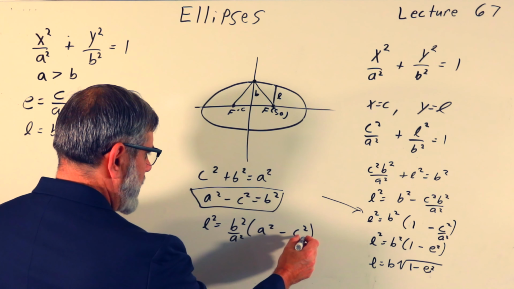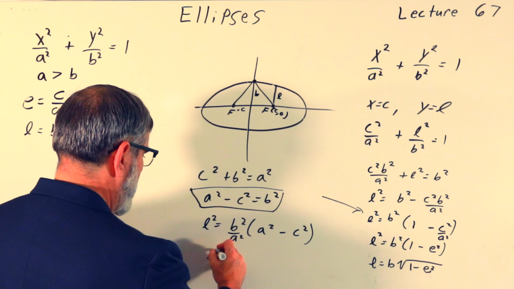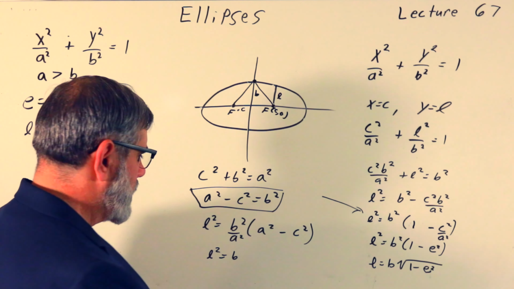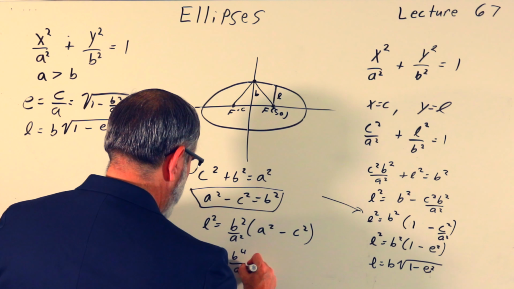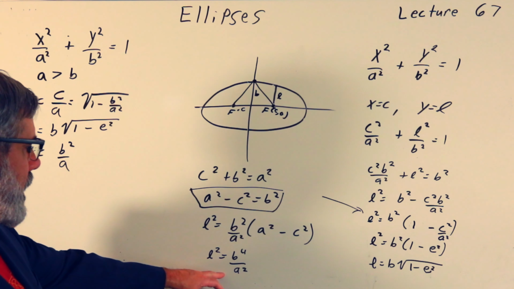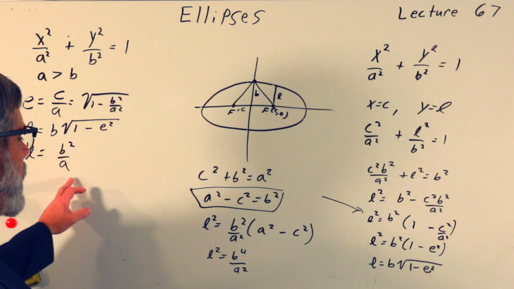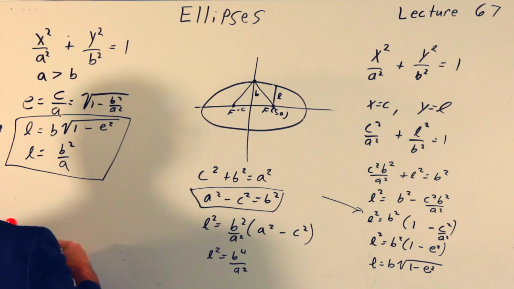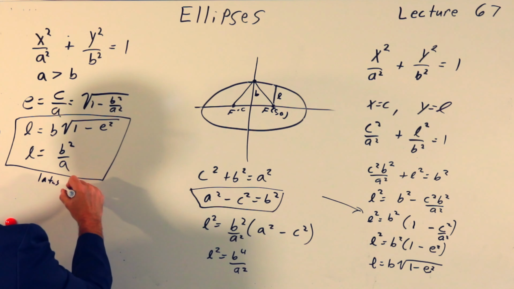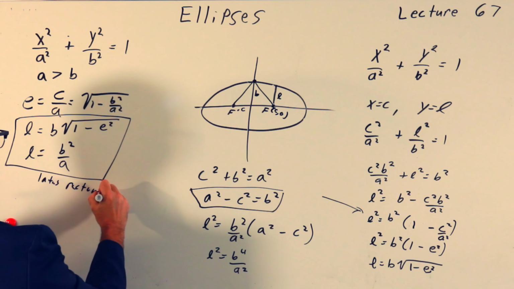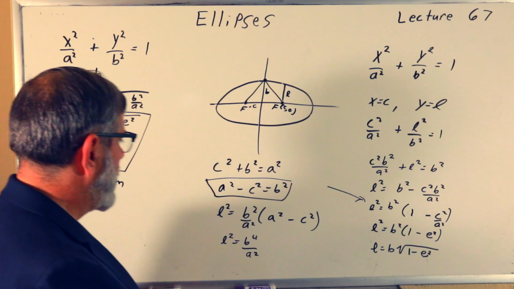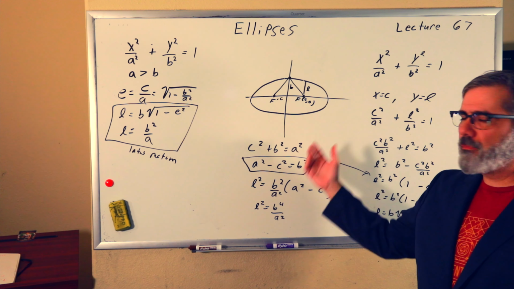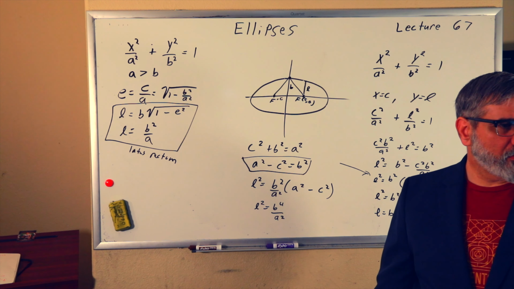So I'm going to replace a squared minus c squared with b squared, and so I get that L squared equals b squared times b squared, which is b to the fourth. So b to the fourth over a squared. I can take the square root of that, that's b squared over a. So those are the two standard ways to define what the latus rectum is. It's a constant of the ellipse, and related to the eccentricity.